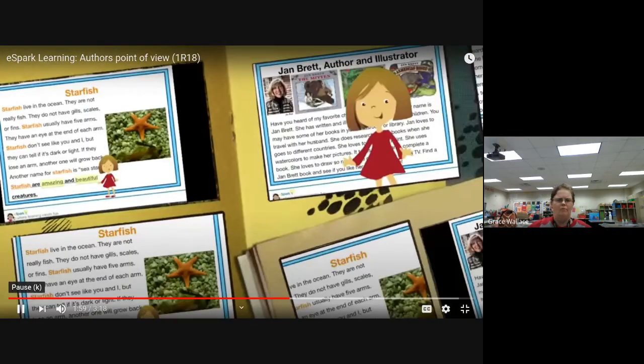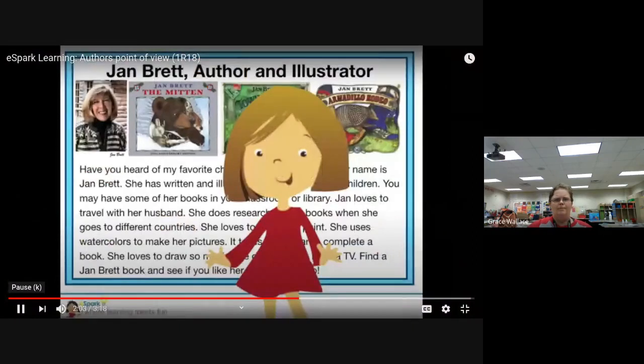Let's try another passage. This one is about the children's author and illustrator, Jan Brett. I'm going to read it and you see if you can figure out what the author's point of view is.